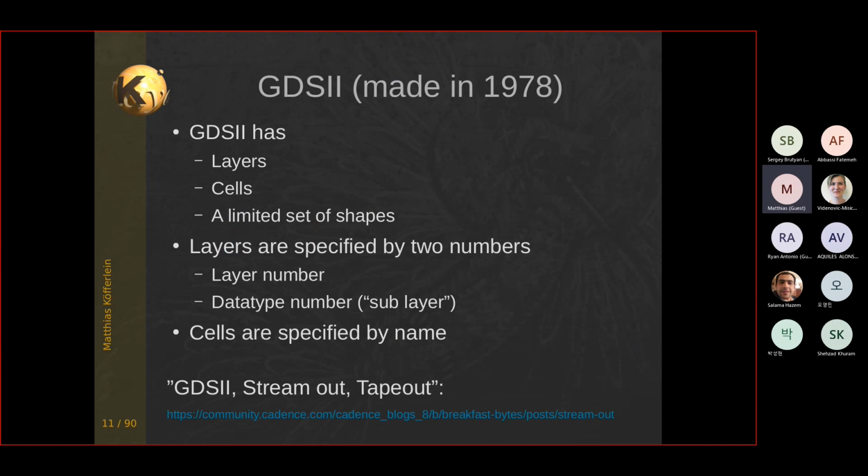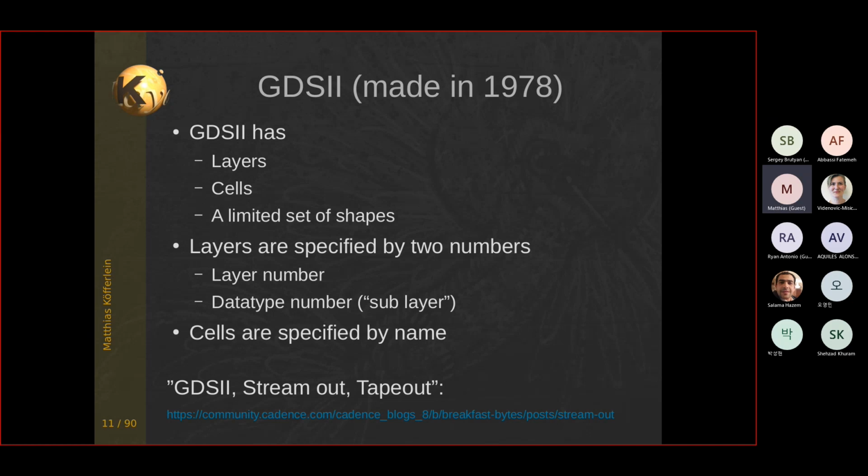GDS has layers. Layers are numbers in GDS. GDS also comes with cells. I haven't touched this yet. I will do so later. We have created one cell. You probably didn't notice, but it's one cell we have already there in our example. And well, layers come in numbers, cells come in names.